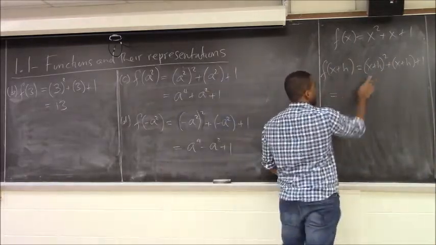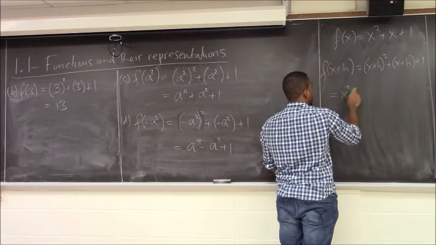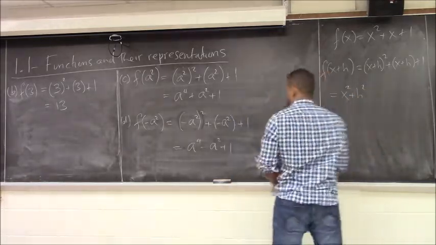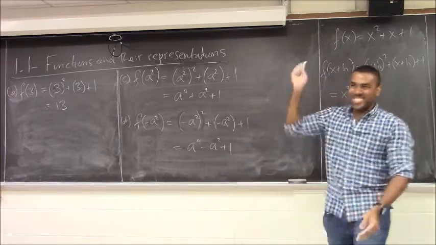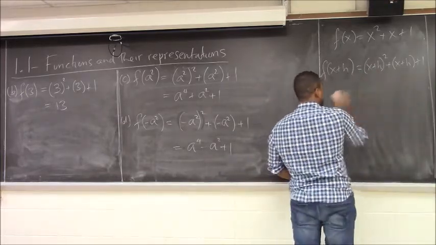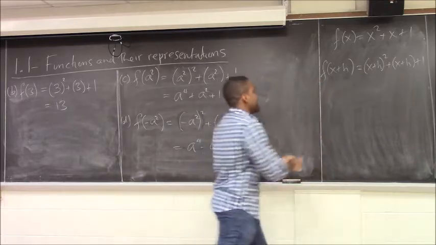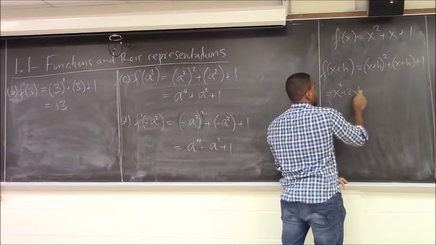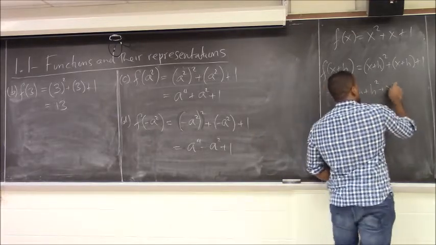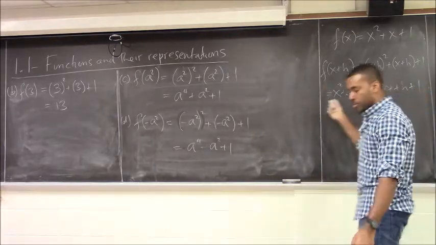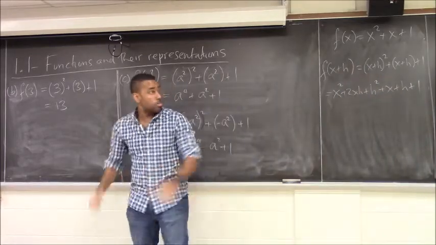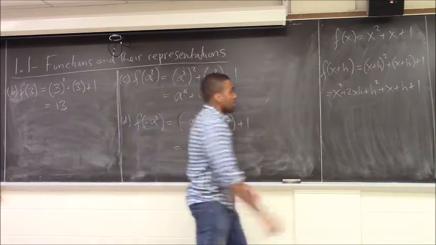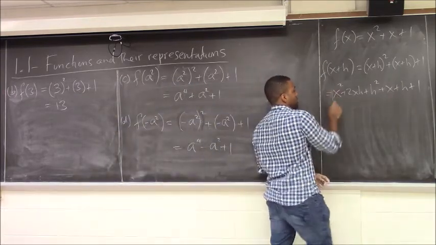Can we simplify that? Let's simplify this. That's x squared plus h squared, right? No. No. If I wanted someone to say yes, I'd throw the chalk. Like, what did I tell you? That's x squared plus 2xh plus h squared, plus x plus h plus 1. You have to FOIL that out. You multiply it out. But at this point, you should know the formula for a plus b all squared is a squared plus 2ab plus b squared. Can we combine anything? No.